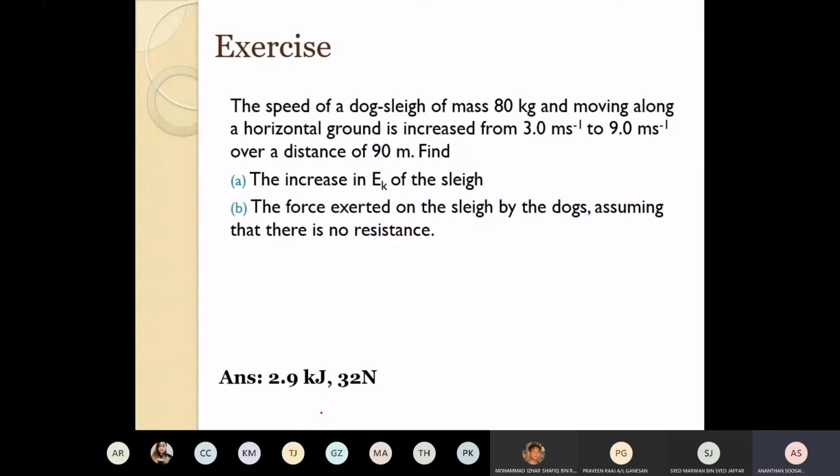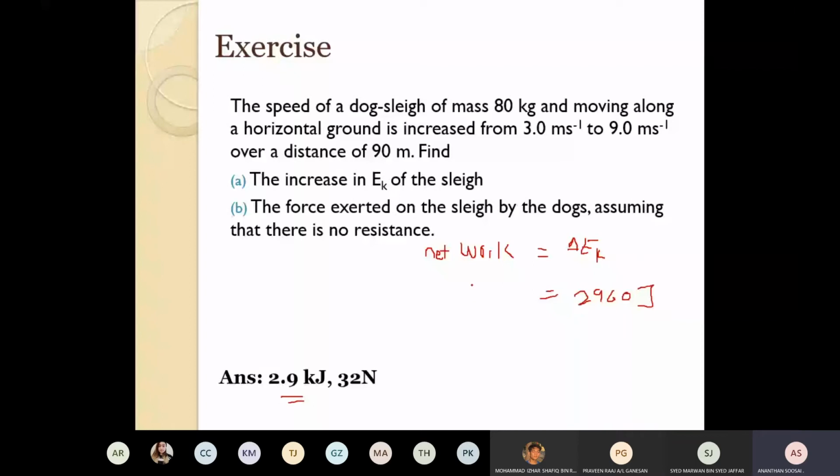What is the force exerted on the sleigh by the dog, assuming there is no resistance, no frictional force, no air resistance? So based on what can you get the answer for B? You see, the net work done is equal to the gain in EK. That's the principle we base on. Gain in EK just now we know is 2.9, so it's 2,900 joule.